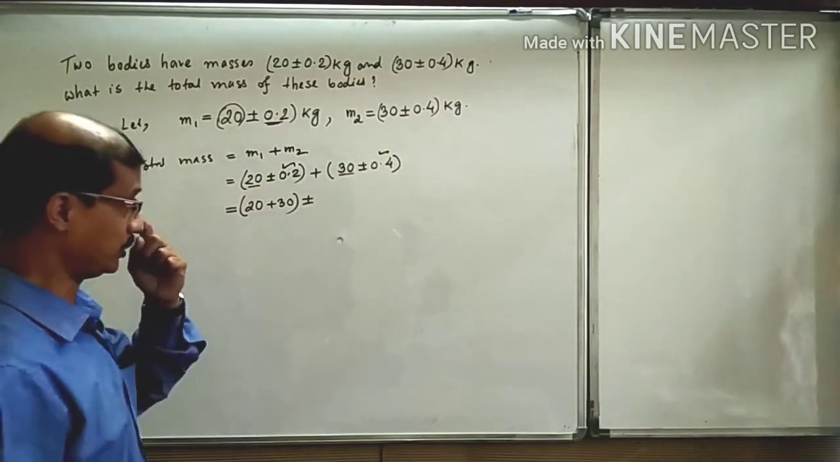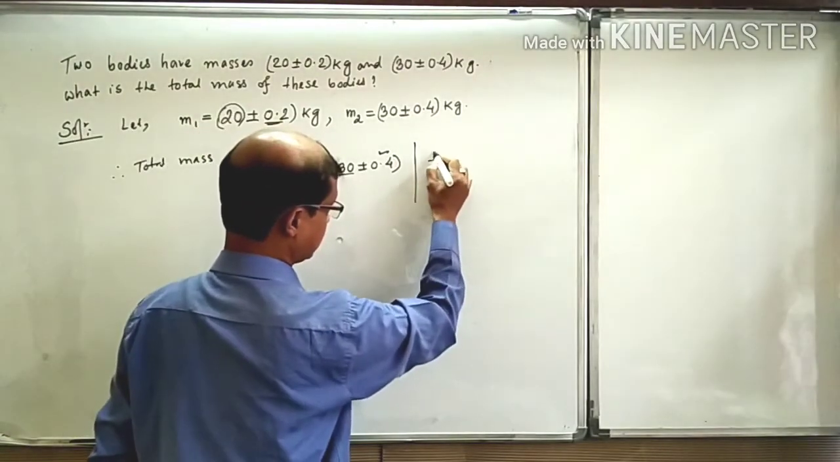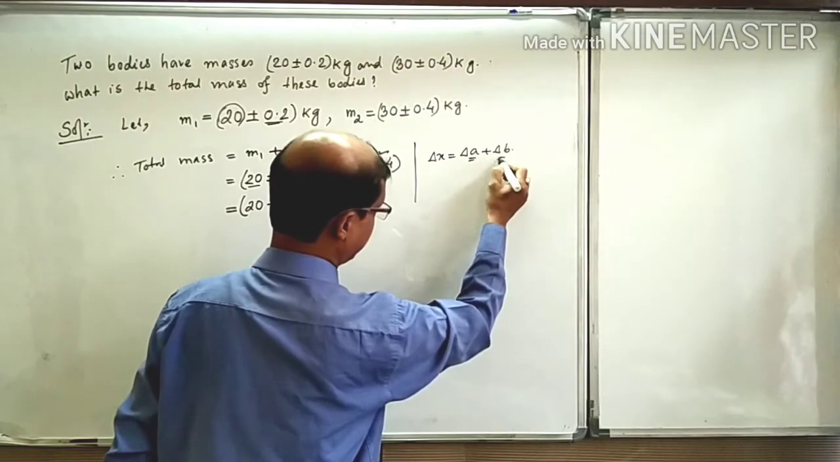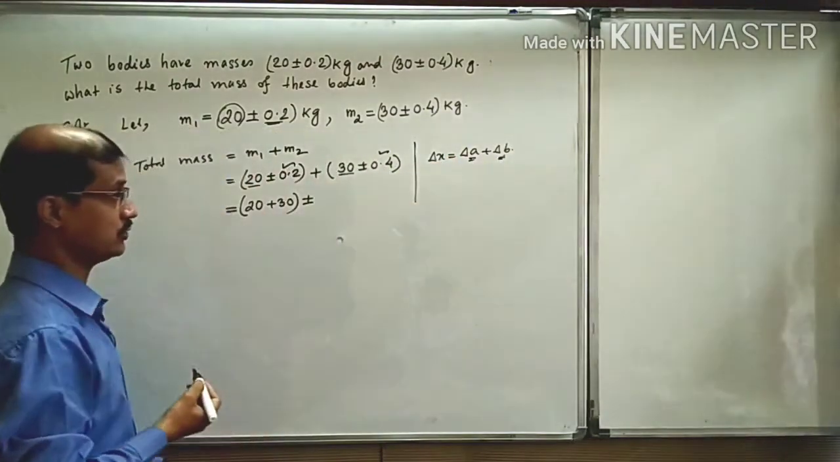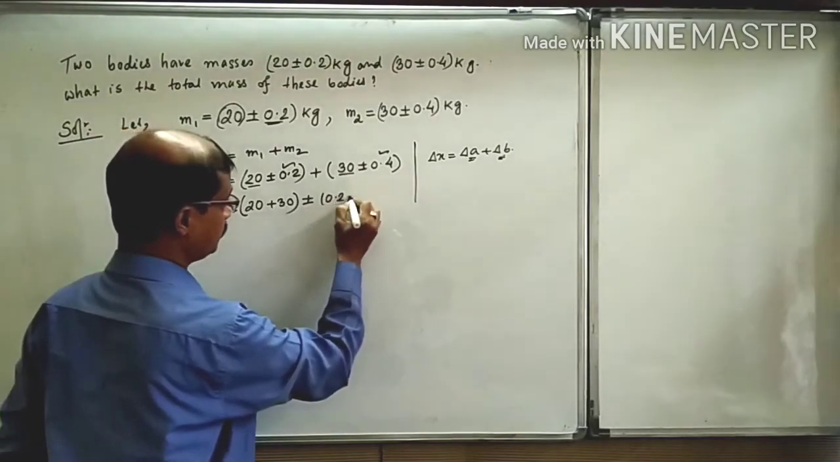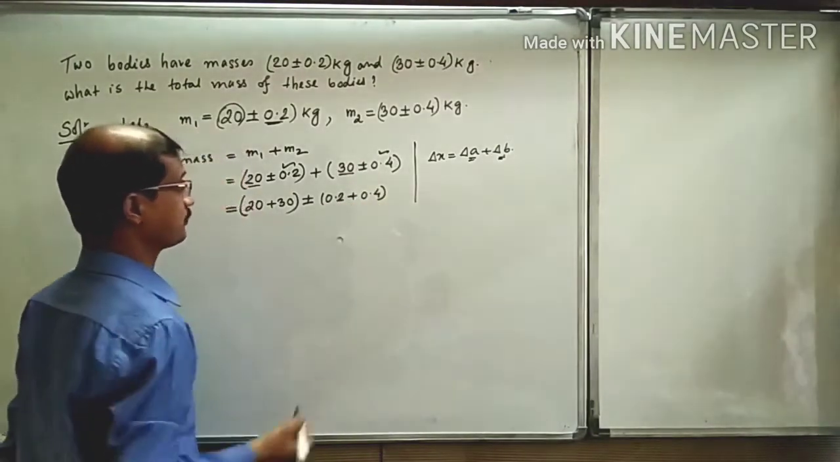According to the rule, del x equals del a plus del b. So we add the absolute errors, that is 0.2 plus 0.4.